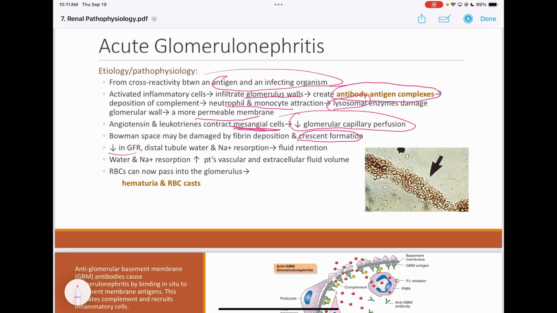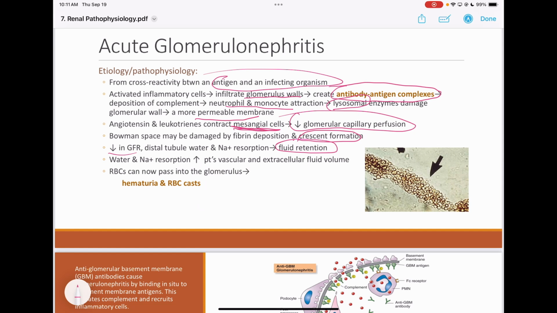The decrease in GFR, distal tubule water, and sodium resorption all leads to fluid retention as well. So we're not filtering out anything. We're stuck in the blood, and we get some fluid retention. What's that going to do to your hydrostatic pressure? Increased hydrostatic pressure, and that hydrostatic pressure is going to cause what to occur? Edema and swelling. Hydrostatic pressure goes up, it's going to push fluid out, and you get swelling.